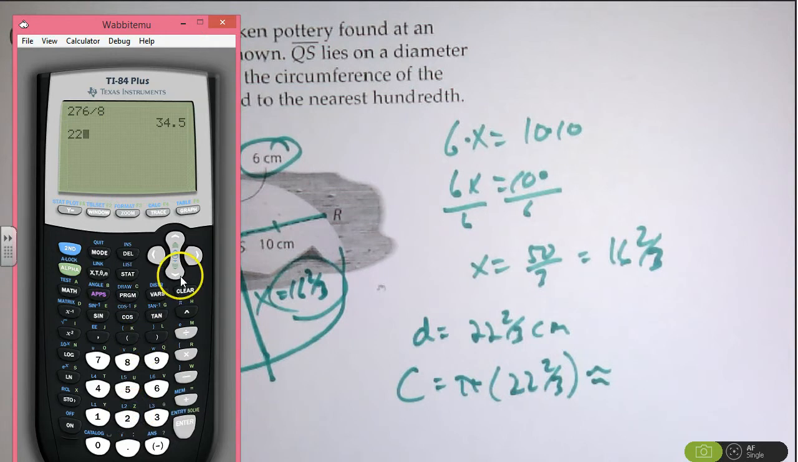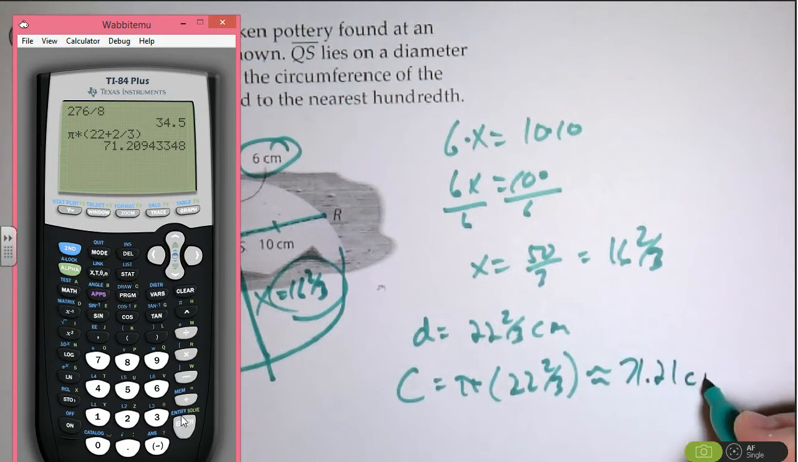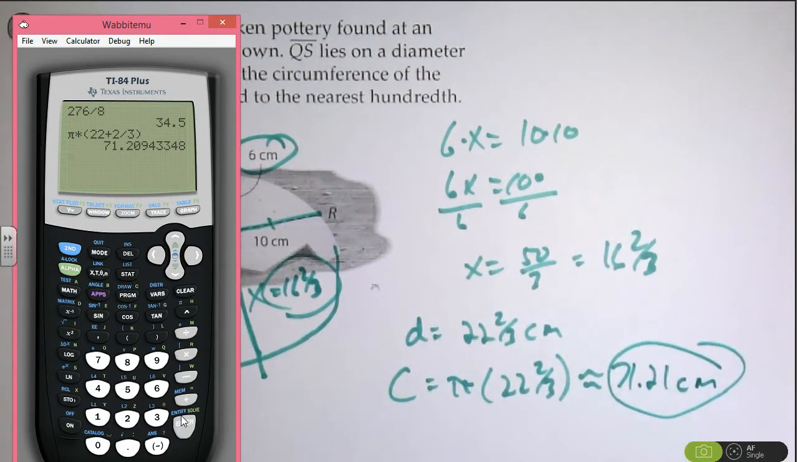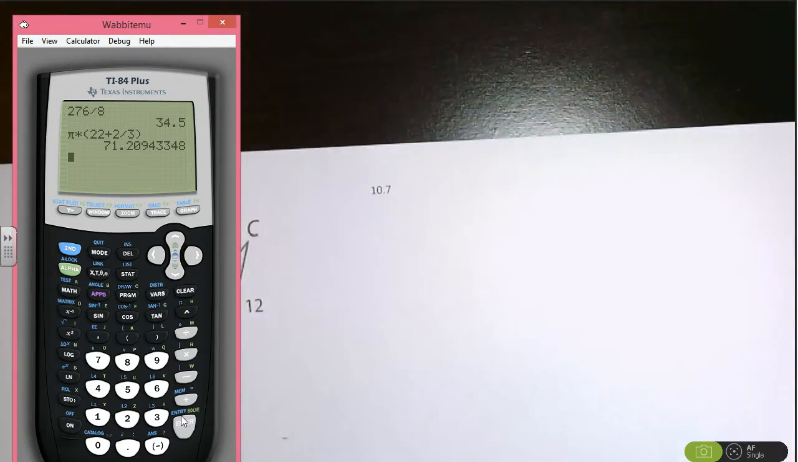Here's how I have to do it on this calculator: pi times parentheses 22 and 2/3. You have to do 22 plus 2/3, and so we get 71.21. There's our circumference.